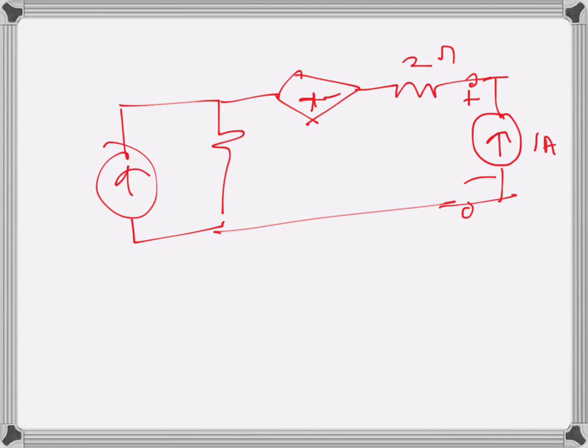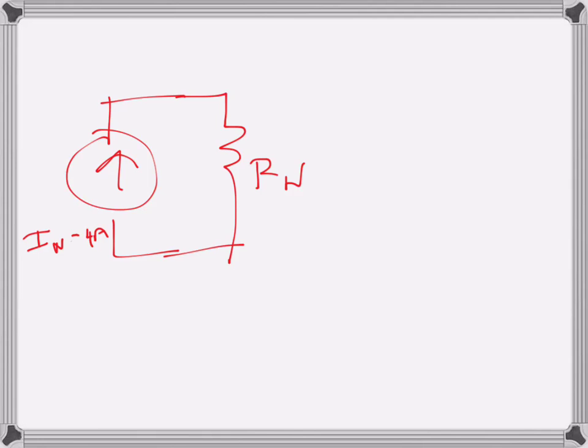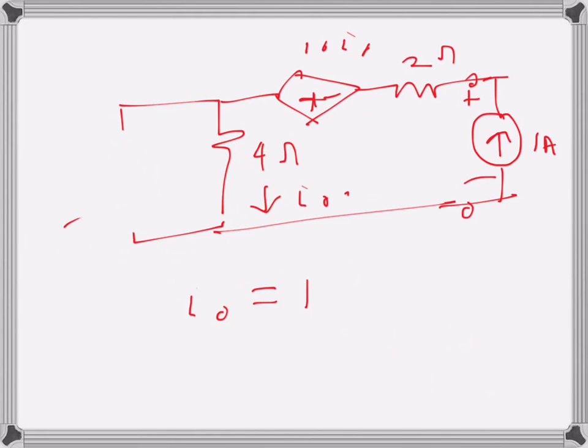So this is 2 ohms, this is 4 ohms, and this one is 10 I naught, this is I naught there, and this source will be inactive, so this will be open, so there is no branch there. So now I have just one loop here. I know that I naught here is 1, because this is the 1 ampere current source that I have connected, and that's the same current that's going there. So that's I naught.